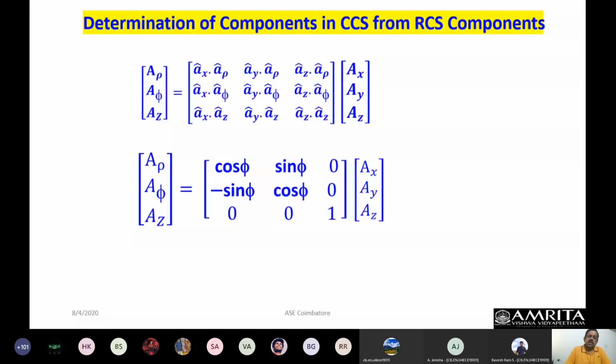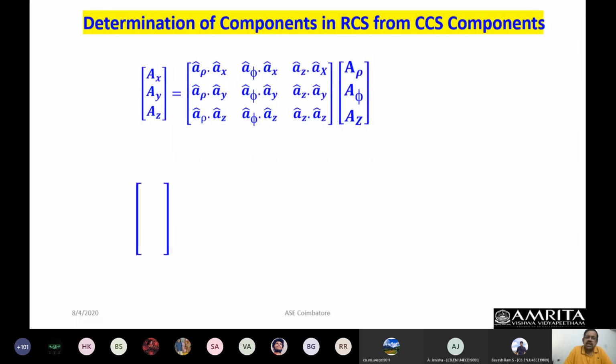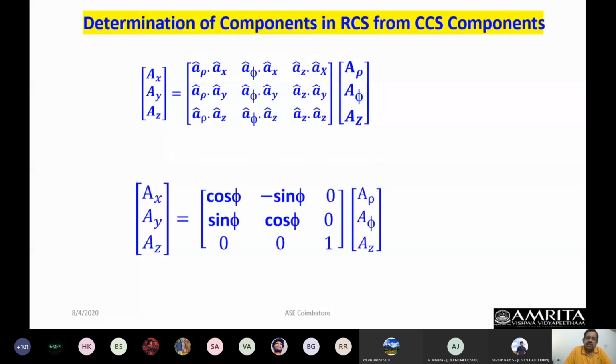Suppose I am given a vector in rectangular coordinates, then I can get it in cylindrical. On the other hand, if I am given a vector in cylindrical coordinates and I want to extract the rectangular components, what you can do is take the inverse of this matrix, and you will get that. Okay, that is the matrix way. There is also an alternate way, and once I do that, I will get this value.